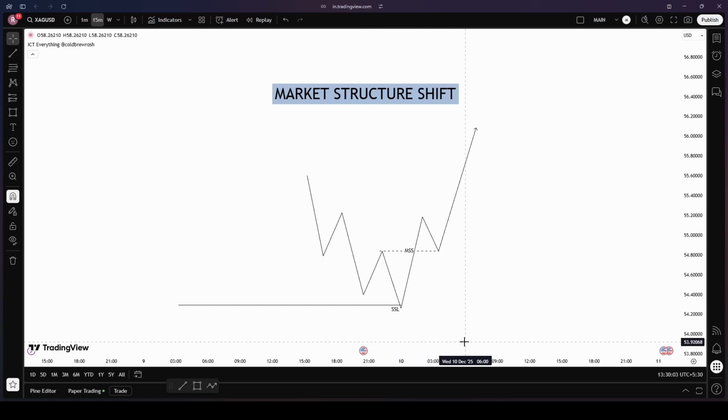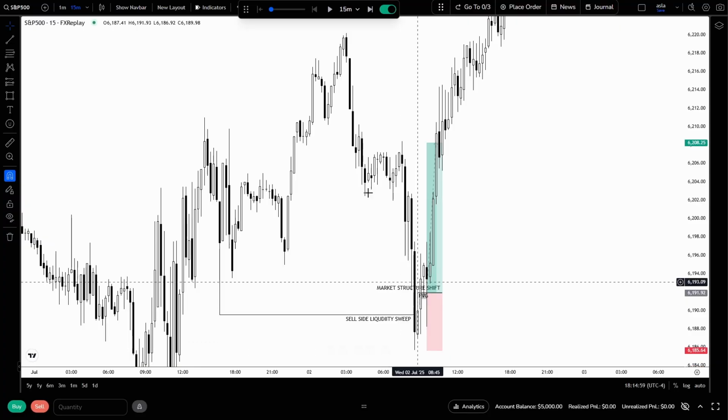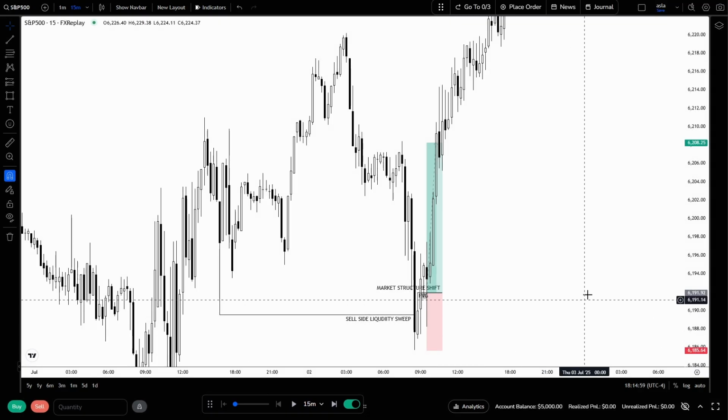A market structure shift usually forms after a liquidity sweep. It happens when price breaks a swing high or low with displacement. After a liquidity sweep, this shift signals a potential price reversal and confirms that the market is ready to move in the new direction. All right, let's move on to the first example right here.